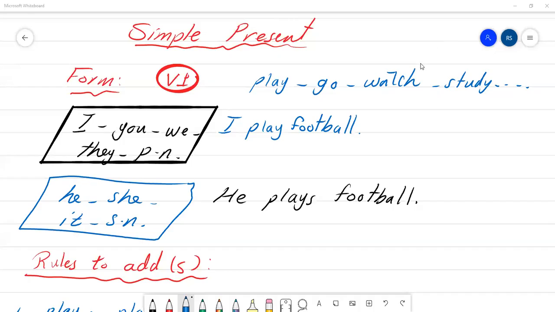Again, my friends, as we said, the form of simple present is V1, like play, go, watch, study. If the subject is group 1, like I, you, we, they, or a plural noun like the boys, the girls, Ali and Ahmad, Talal and Ibrahim, we just use the verb as it is, without any additions, like I play football. If the subject is he, she, it, or a singular noun like the boy, the girl, we add s, es, or ies to the verb, like he plays football.